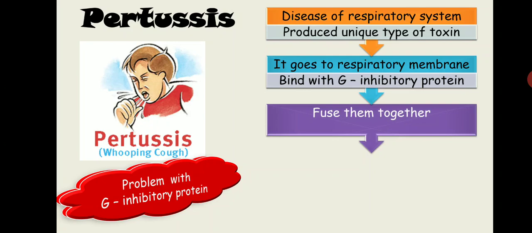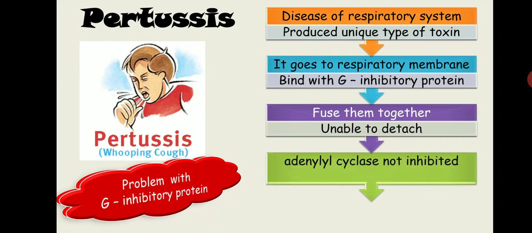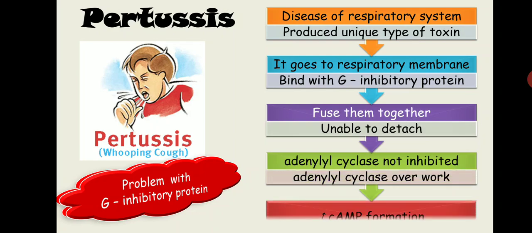So what will happen? It binds with the G inhibitory protein and fuses alpha, beta and gamma together, so they are not able to detach when required. So basically the alpha I subunit does not get detached. Adenylyl cyclase is not inhibited. So basically adenylyl cyclase gets overworked and increases cyclic AMP. And this is what happens in pertussis.